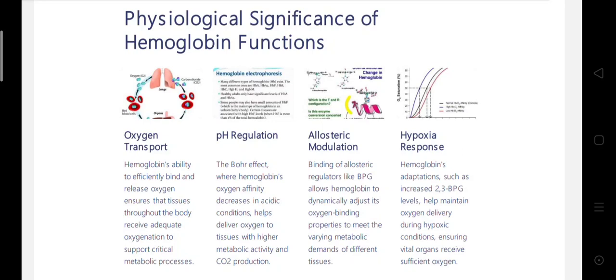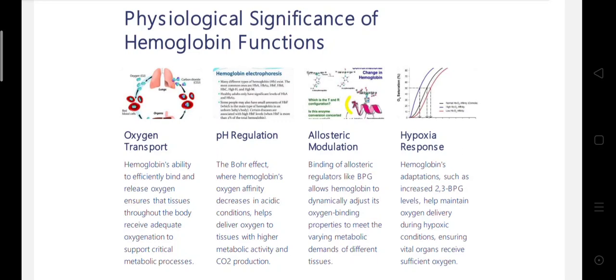The Bohr effect, where hemoglobin's oxygen affinity decreases in acidic concentration, helps in delivery of oxygen to tissues with high metabolic activity and carbon dioxide production. Third, allosteric modulation. So, binding to allosteric regulators like BPG allows hemoglobin to dynamically adjust its oxygen binding properties to meet the varying metabolic demands of different tissues.